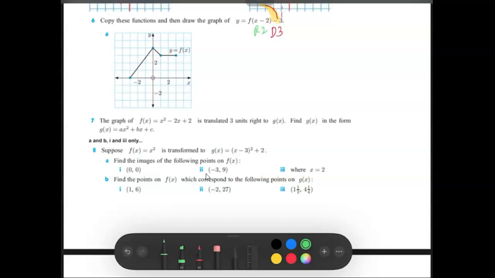So I'm going to do this in two steps. I'm going to take each one of these little points here, and the first thing I'm going to do is move them to the right 2 units. Now I'm going to draw the function moving 2 to the right. Now I'm going to do the second step. I'm going to move the green function 3 down. So 1, 2, 3, 1, 2, 3, 1, 2, 3, and 1, 2, 3.